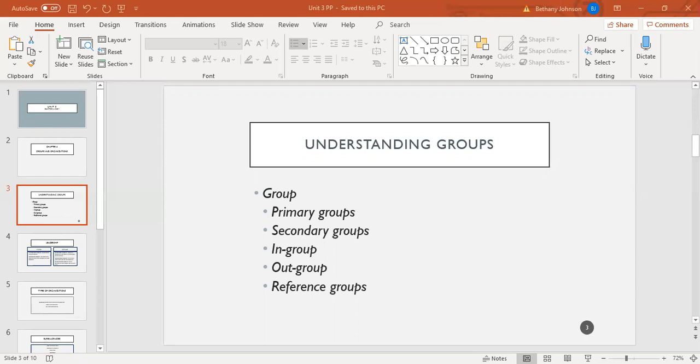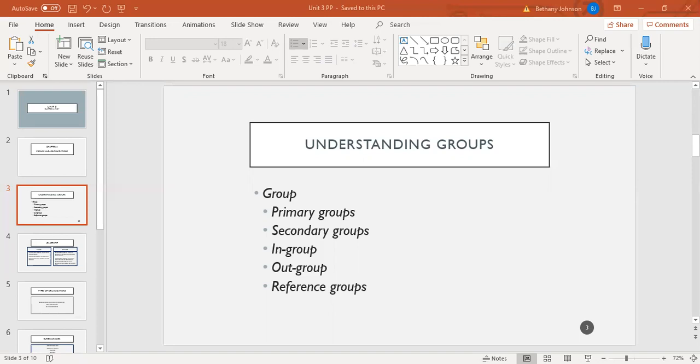Now, the out-group can be a group that you eventually want to be an in-group. It could be a group that you want to become a member of, but you haven't achieved that yet, or you haven't done what it takes to be a member of that group. Or the out-group could be a group in which you absolutely do not want to be a member. Either way, with in and out groups, it's just whether you are an established member or not.